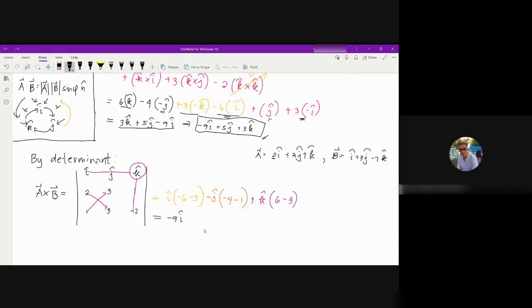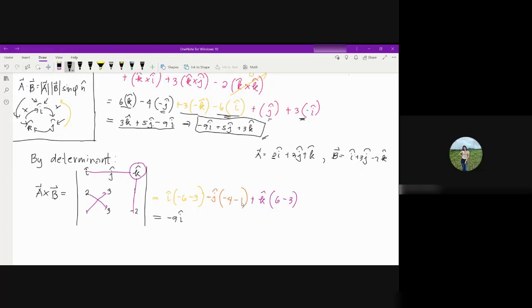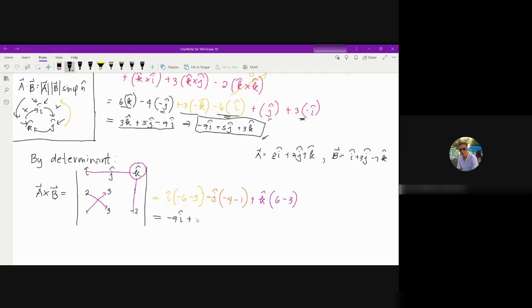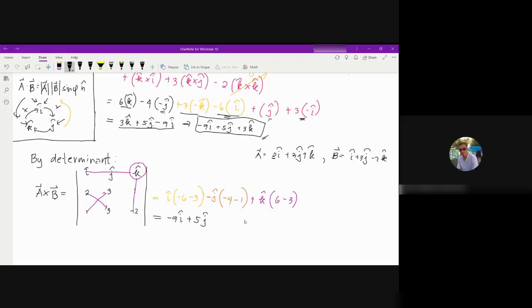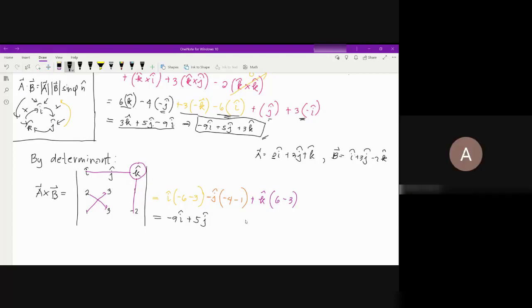Okay. How about this? Negative 4 minus 1. Negative 5. That's negative 5 times negative j hat. That produces positive 5 j hat. Negative times negative is positive. Positive 5 j hat. Okay? Did you follow? Yes, sir.